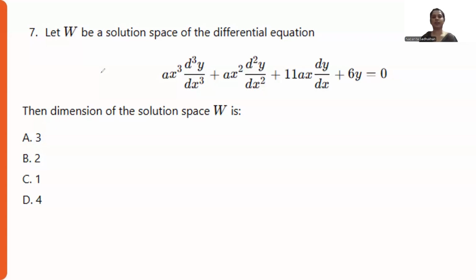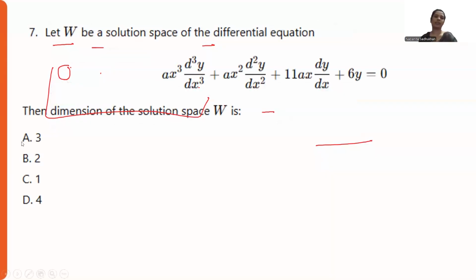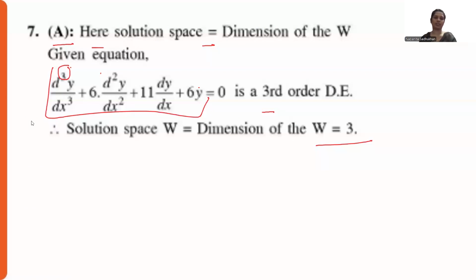Now let's move to the next one. So we have W is the solution space of the differential equation, and we have to find the dimension of the solution space. It's pretty easy to understand because here we can see that it is a third-order differential equation. It's a homogeneous linear differential equation. So from there we can see that the solution space for this homogeneous linear differential equation is going to be of dimension 3. So we are going to get 3 linearly independent solutions. Okay, so option C is going to be our correct option.